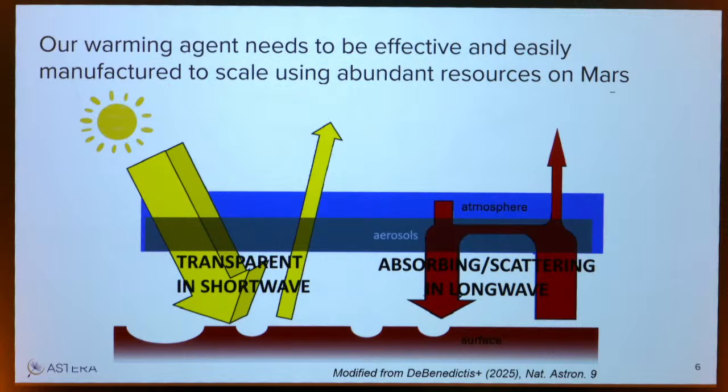It also has to be easily manufactured and not too energy intensive, and it has to be manufactured using resources that are abundant on the surface of Mars. So we don't want to be importing material from outside Mars. We want something that we can manufacture either directly from the atmosphere or from materials that could be mined directly from the surface.